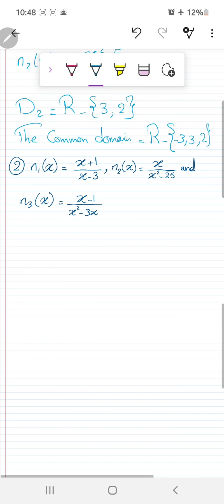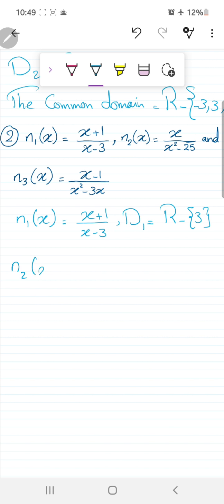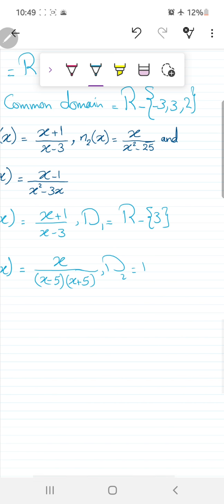Okay, another example, here we have three functions. n1 of x equals (x plus 1) over (x minus 3). So d1 here will be R minus {3}. Okay, n2 equals x over, here factorize, the difference between two squares, so (x minus 5)(x plus 5), positive and negative. So d2 will be R minus {5, negative 5}.